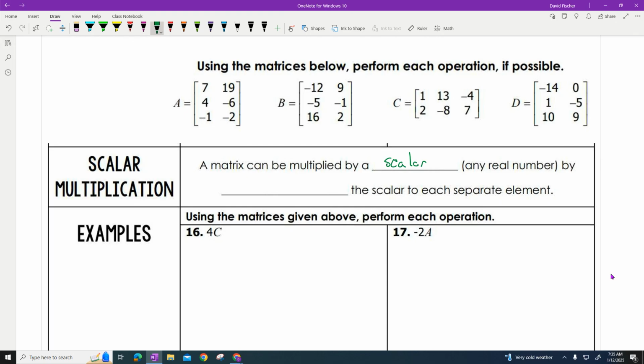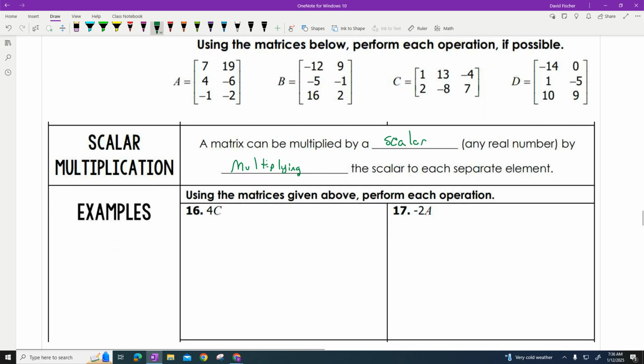And then this is going to be, we're going to multiply the scalar with each element. Okay, so we're going to need those guys up there. So we have 4 matrices up here, and what we want to do is take matrix C and make it 4 times bigger. That's all we're going to do.